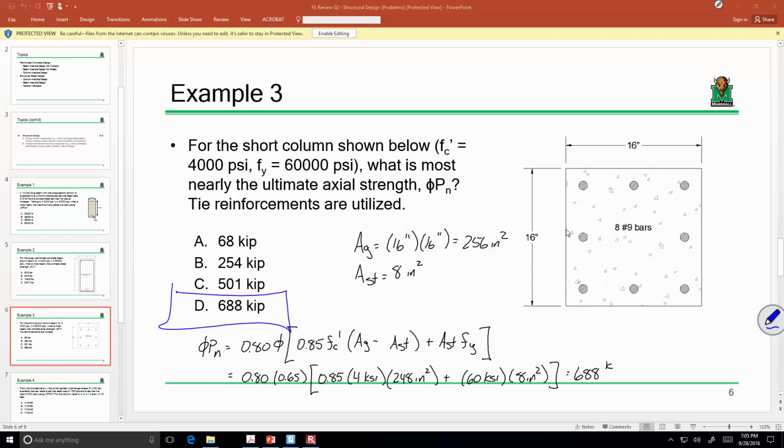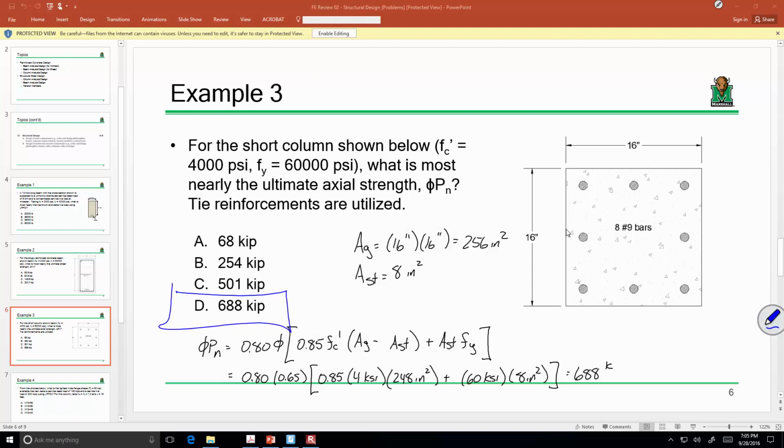Okay. Before I move on, this is it for reinforced concrete design. This is all I'm covering. Any questions? All right. So steel design.